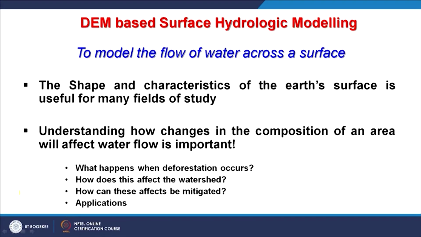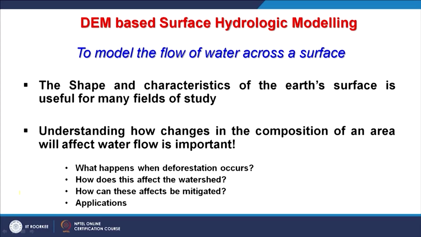Therefore, this combination of digital elevation model and surface hydrologic modeling in GIS has brought many applications, which we will see, even how these will affect the groundwater conditions, or how we can visualize the groundwater conditions or changes in groundwater conditions.